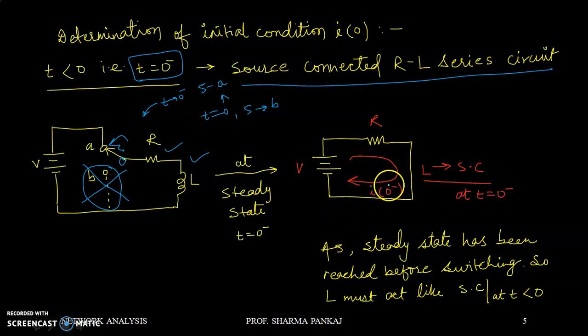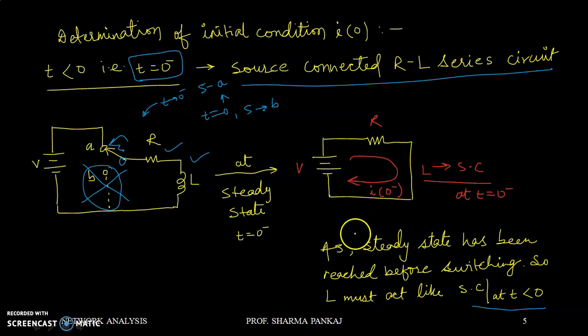And at this point of time, what current is flowing? Current I0 minus is flowing, and at this position the inductor has become a short circuit. Why short circuit? Because steady state has been reached before switching. Before the time t equal to 0, steady state of this series RL circuit has been achieved, so L must act like a short circuit at t less than 0, or t approaches 0 minus.